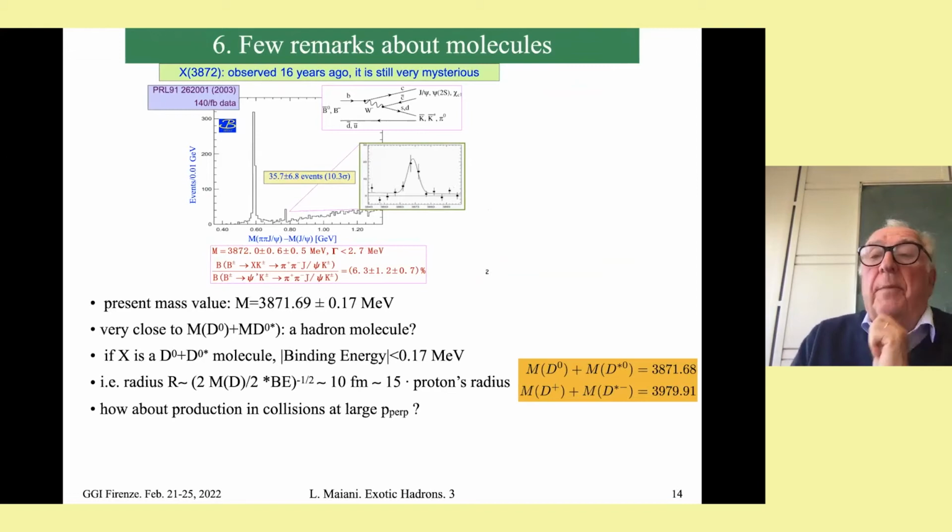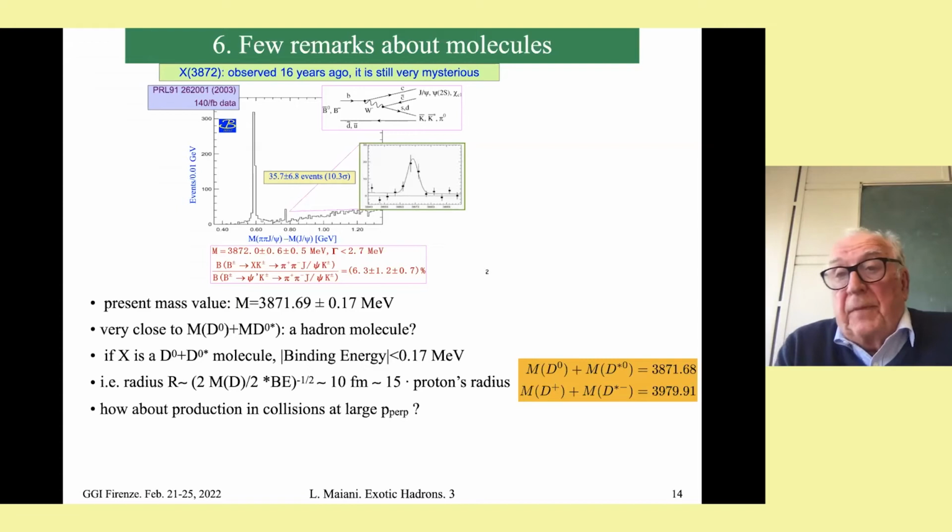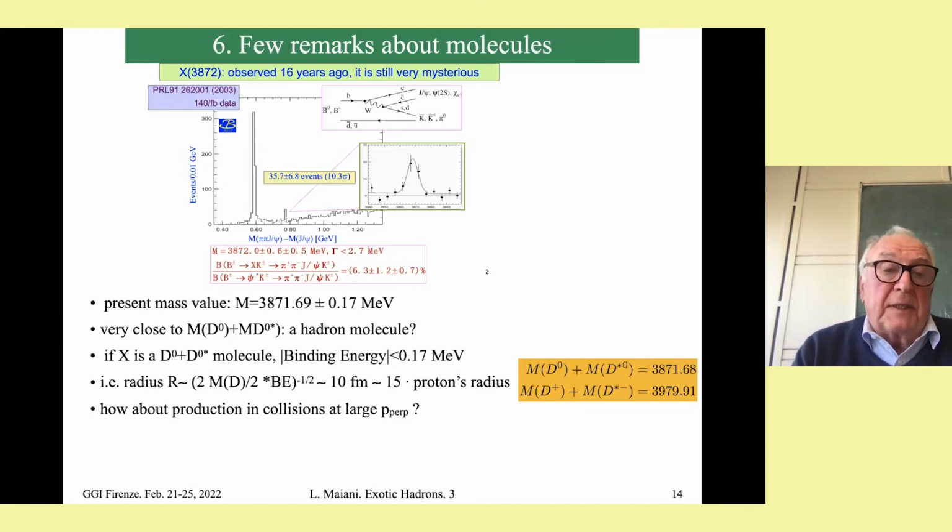A few remarks about the molecules to complete my talk. This is the distribution of pi pi J psi observed around the 3872. And it is still very mysterious. The present mass value is very close to the D zero, D star zero mass. So this is certainly an indication that it could be a hadron molecule of D zero, D star zero.